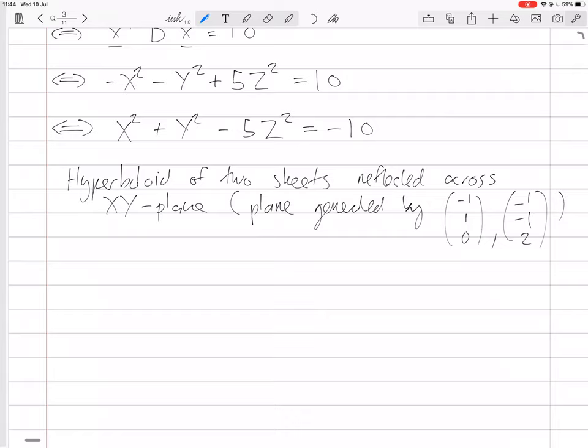Oh, actually, because X and Y have the same thing underneath them, not divided by different things, it's a hyperboloid of two sheets with a circular cross-section. It would be elliptical if you had a 2 under one and a 1 under the other, but it's the same under both, so it's actually circular. When you cut parallel to that plane, you get a circular cross-section parallel to the XY plane.